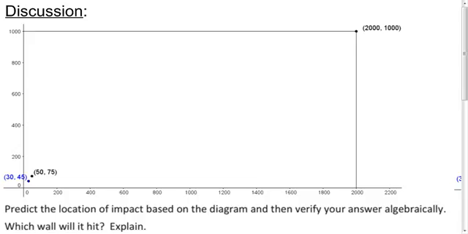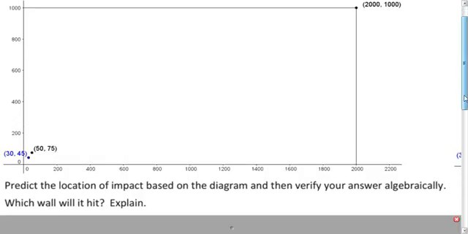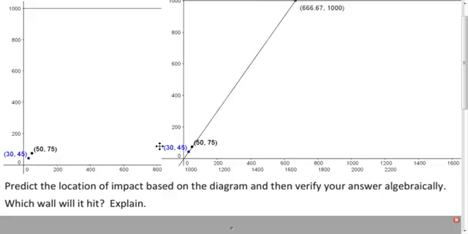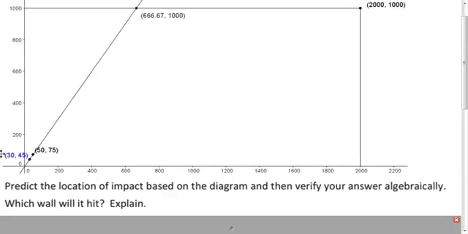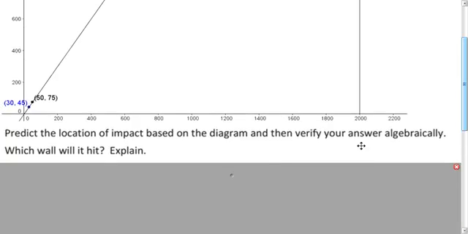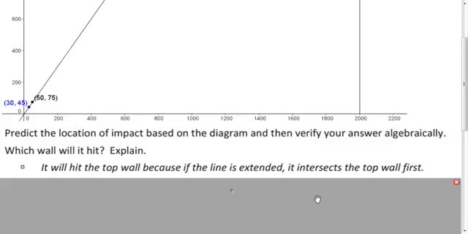So keeping all that in mind, we're going to continue this problem, and I want you to predict where on the diagram you think the robot is going to hit the wall. Which wall do you think it will hit and where? Well, if you continue the line that goes through them, you should see that it's going to hit the top wall first. And if we extend that line, it's going to hit there. We can also verify that algebraically in a moment.